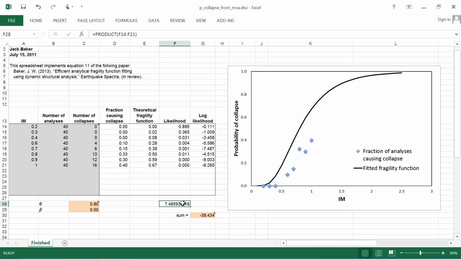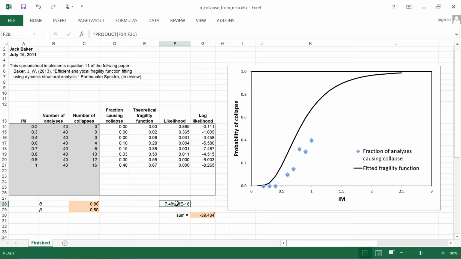Okay, so I want to make that number as big as possible. It turns out a numerical trick for optimizing this is to take the logarithm of these likelihoods. The logarithm of the product is equal to the sum of the individual logarithms. So this cell right here is taking the sum of the log likelihoods, and whatever choice of theta and beta can maximize this sum is also the theta and beta that would maximize this product.